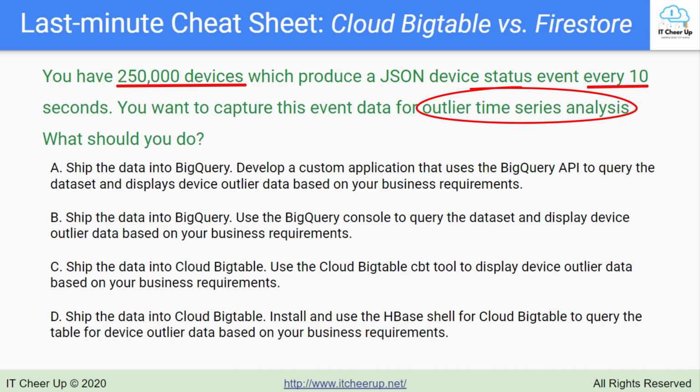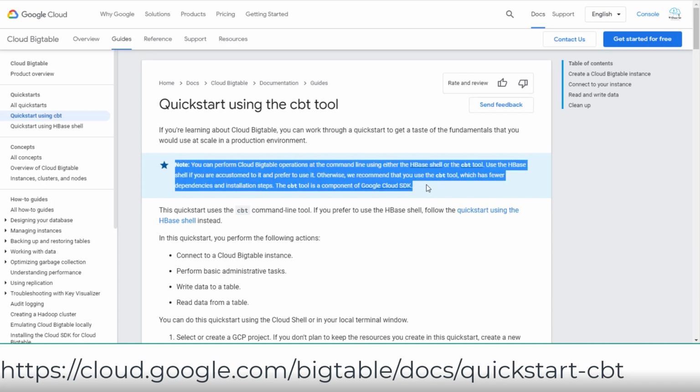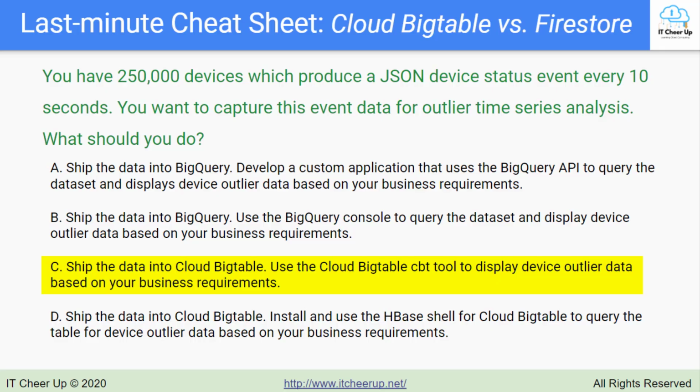You can perform Cloud Bigtable operations at the command line using either the HBase shell or the CBT tool, but pay attention to Google's note. Use the HBase shell if you are accustomed to it and prefer to use it. Otherwise, we recommend that you use the CBT tool, which has fewer dependencies and installation steps. So the correct answer is C.